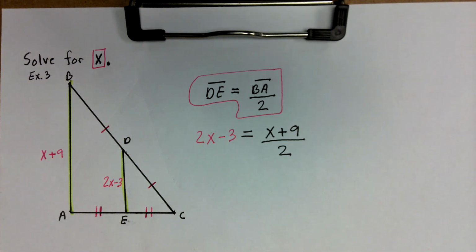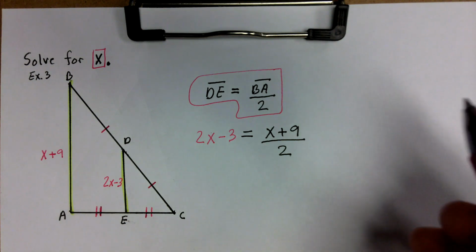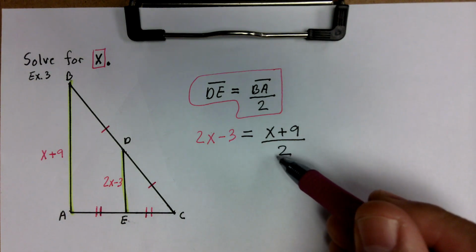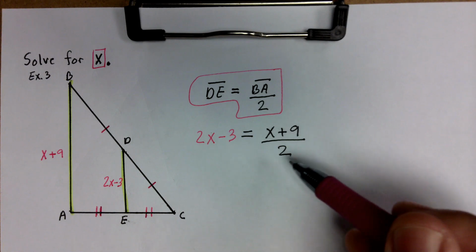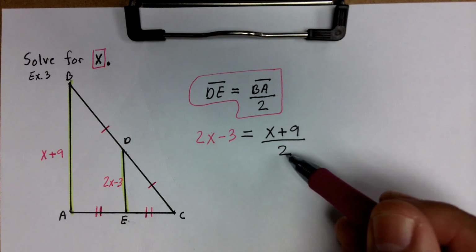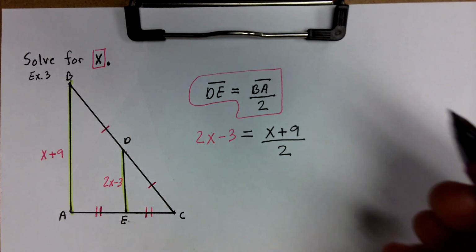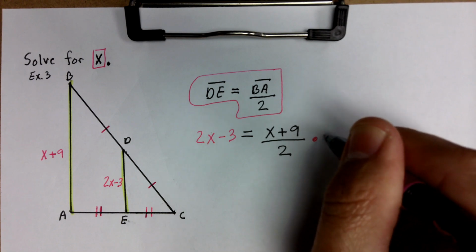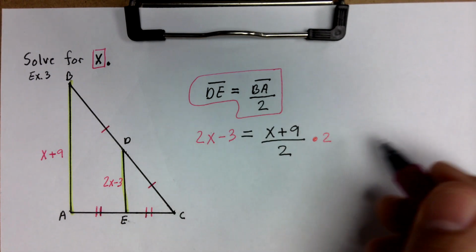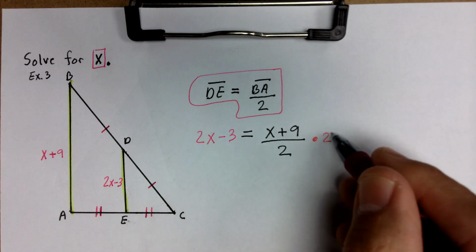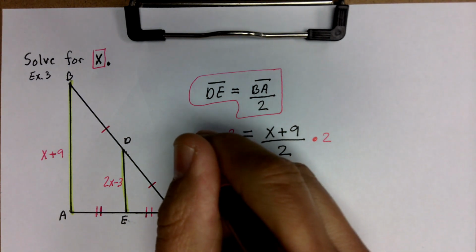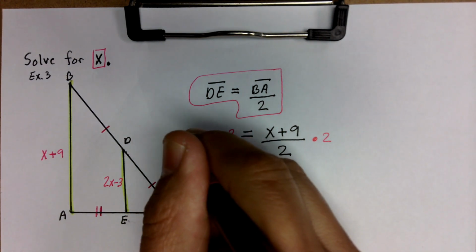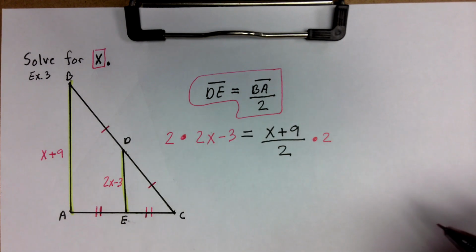Now, once we get here, we're going to follow the same process you saw in that first video. It just looks a little bit more complex, but I want to get rid of this denominator of 2. Now, notice that x plus 9 is being divided by 2. So to get rid of it, we want to do the opposite of dividing by 2, which is multiplying by 2. And if I multiply the right side of the equation by 2, I have to keep it balanced and multiply the left side of the equation by 2.